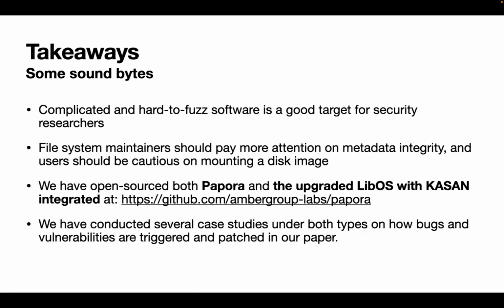So here are some takeaways. First of all, it is obvious that there is almost no low-hanging fruit right now. So for security researchers, such complicated and hard-to-find software is a good target. File system maintainers should pay more attention to metadata integrity checks. That's what we found in type 1 issues. And users should be cautious about mounting a disk image. Our results show that malicious users can exploit your computer by just mounting a disk.